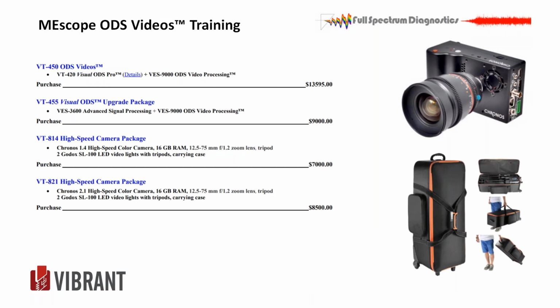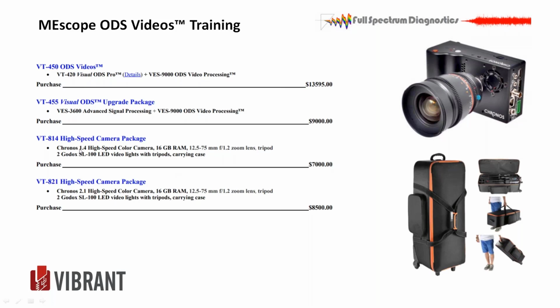Finally, we have a little bit of training news and a little bit of software pricing news. So this is the VT450, which is ODS videos, starting from scratch. What it entails is you get the VT420, which is ODS Pro software. You get the video processing, and then you pick your camera package.